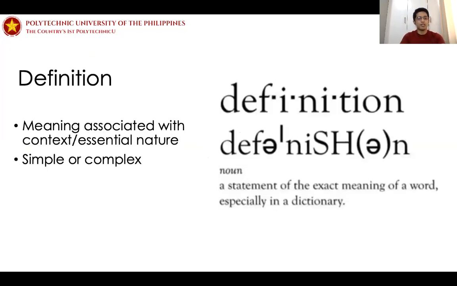Next, definition. Definition is far different from description. When we say definition, we have to provide meaning to a particular equipment, or to a particular part of that equipment. And meaning is associated with context, as it is also associated with nature, and we have to understand those. Definition may be simple as it may be complex.